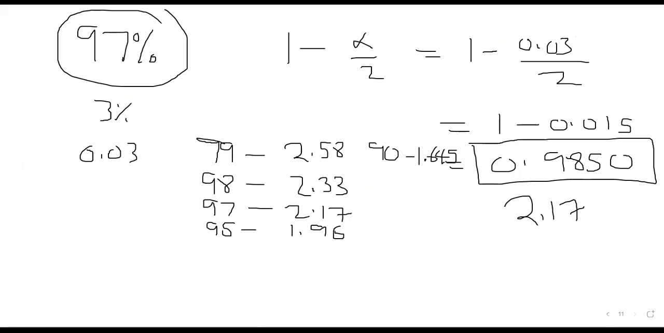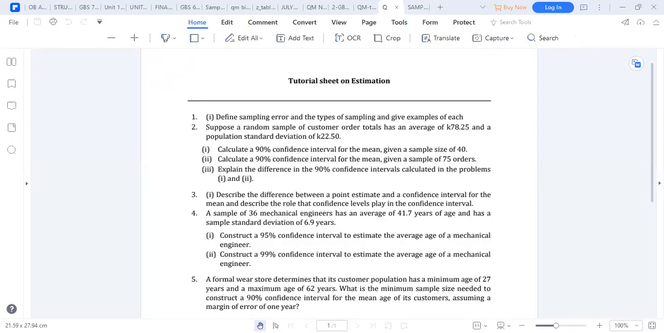we can now go to some of the questions that would be of interest. So we've talked about the two formulas. The questions you'll have: define sampling error and the types of sampling. Give an example of each. So tell me the types of sampling and give me examples of each quickly.